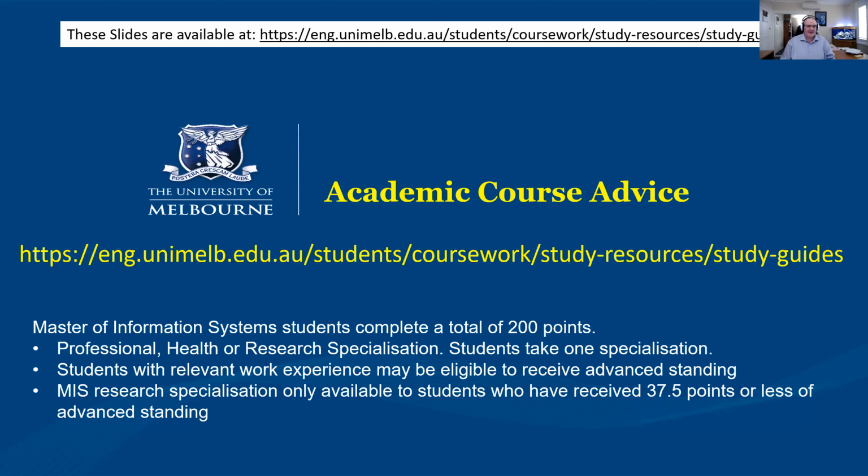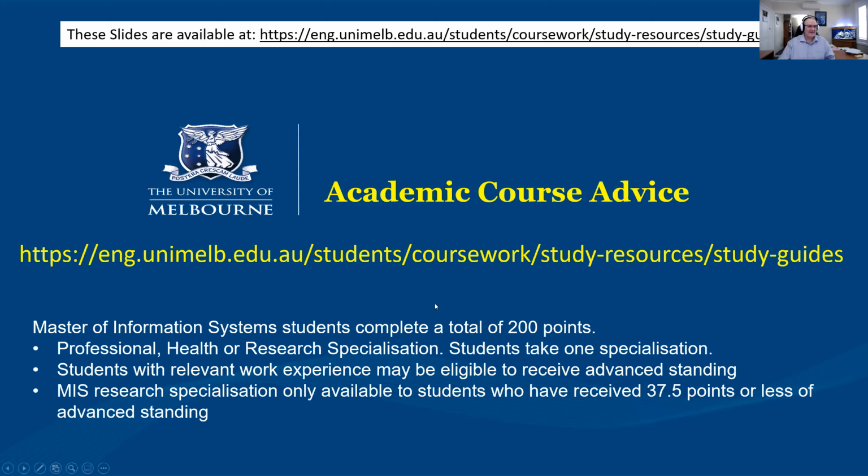Okay, so in the MIS, the normal course, and if you have exemptions with credit, this doesn't apply, but in the normal course, you have 200 points. Each subject is worth 12.5 points, and you will only get an exemption with credit if you have studied a similar subject at the postgraduate level in the MIS. So I will talk about that as we get going, and I'll answer the question in the chat at the same time. Students with relevant work experience can apply when they apply for the course for advanced standing, and the MIS research specialization is only available to students who have got less than 50 points of advanced standing, because you can't fit it in otherwise.